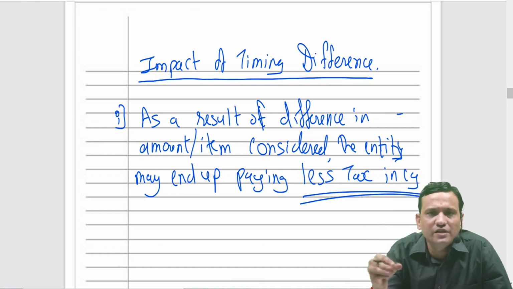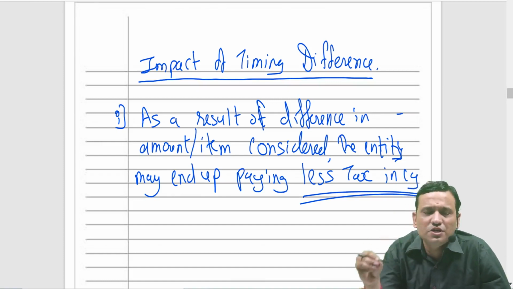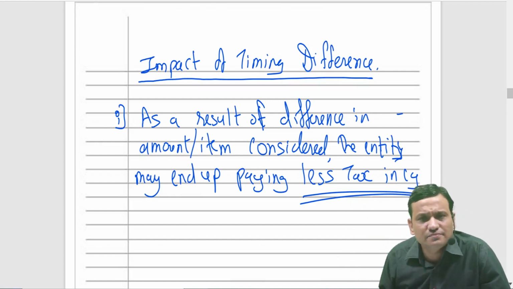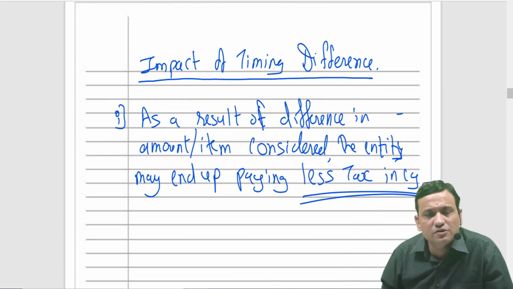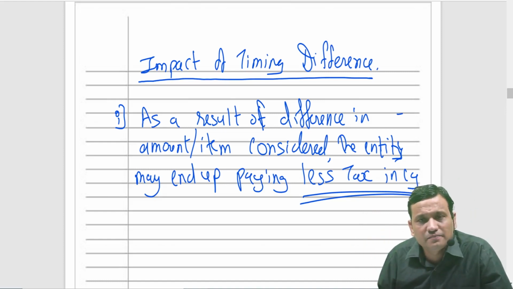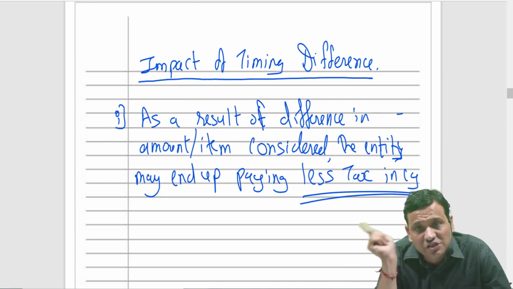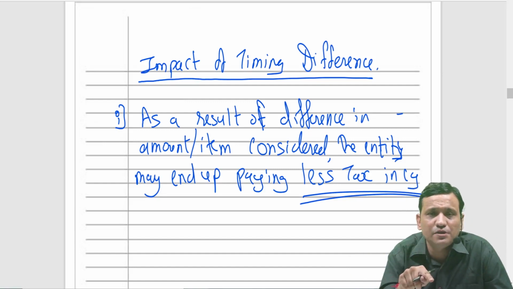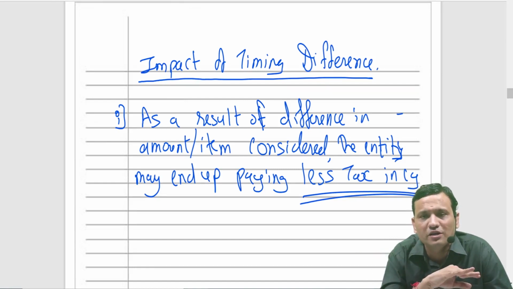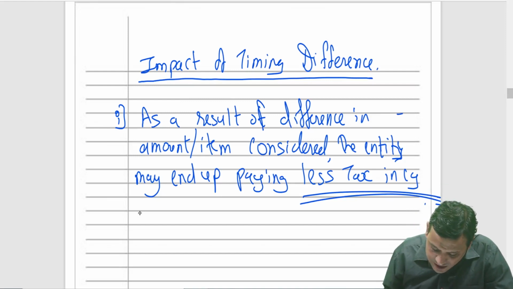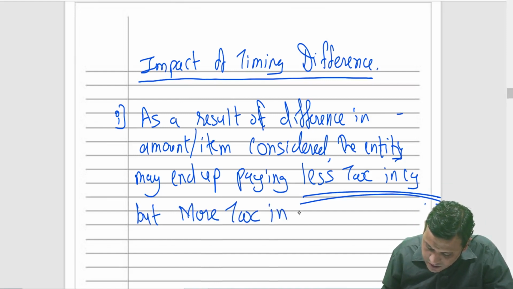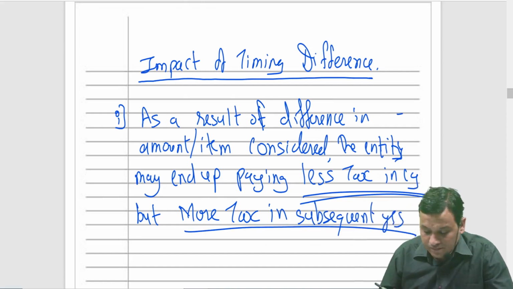Now friends, this 100 rupees of depreciation will lead to lesser taxable income, because for tax purposes it is 100. So lesser taxable income, less tax. Today you are paying less tax, but don't you think it will result in more tax in future? Because in the next year, in accounts, when I charge depreciation of 20, tax people will say, no sir, this depreciation has already been allowed in the past. The entity ends up paying less tax in the current year, but more tax in subsequent years. You pay less tax today, more tax in future.